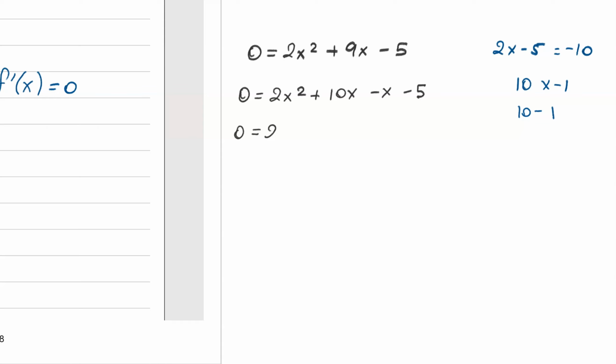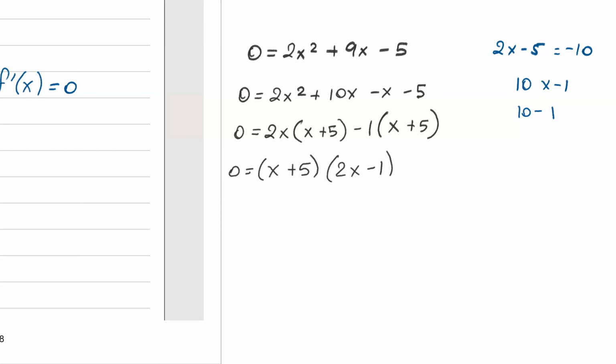Factorize in groups. I'll take 2x out as a common factor for the first two terms, so I'm left with x plus 5. And I'll take negative 1 out as a common factor. I'm left with x plus 5. So I get x plus 5 and 2x minus 1 equals 0. So therefore I know the roots would be x is equal to negative 5 or x is equal to 1/2.